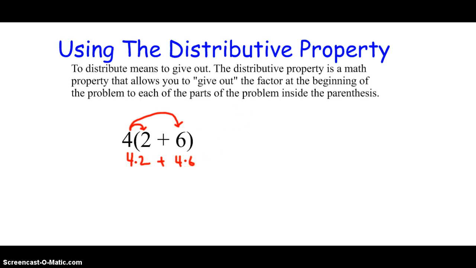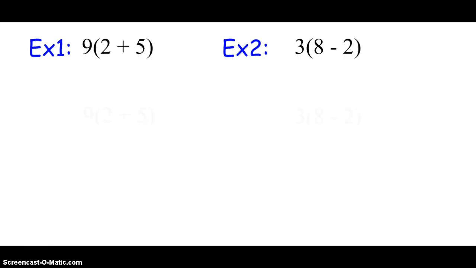So if we continue to solve this problem, 4 times 2 gives me 8, 4 times 6 gives me 24, and then when I add those two together, I get a total of 32. So this is the distributive property at work. Let's take a look at some additional examples. I do want you to write these two examples down in your notebook, and I want you to pause the video at this point and see if you can simplify these two expressions using the distributive property. Pause now.